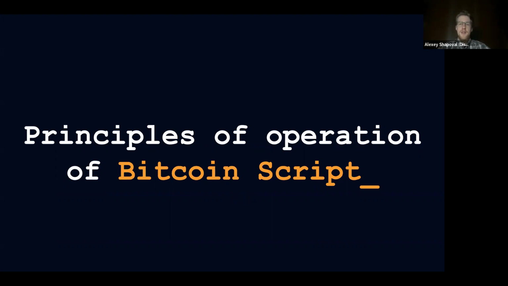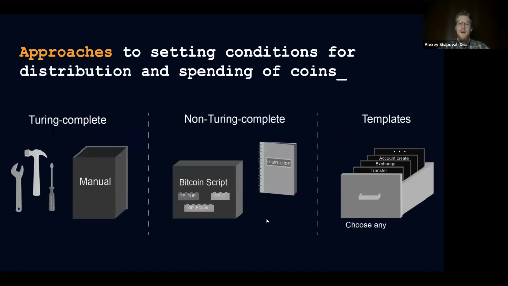And Bitcoin script is a very important part of Bitcoin because it allows the users to transfer their coins, and not only to perform simple transfers from A to B, from me to you, but also to have more complex conditions that allow to implement additional level either of security or of some logic for spending the coins. First of all, let's look at what approaches there exist to set the conditions for distribution and spending of coins.